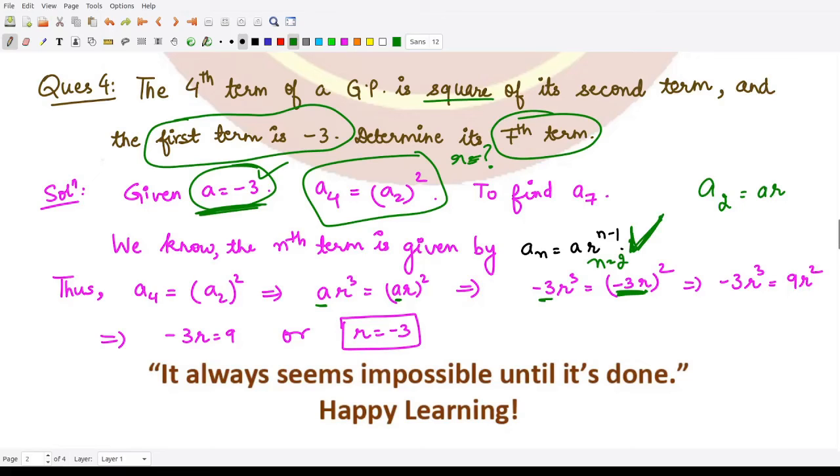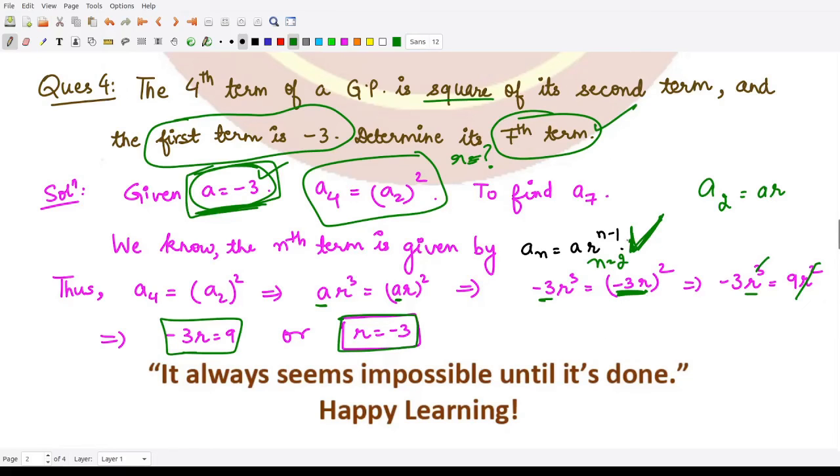Now from here you see this 2 power of r cancels with 1 power of r. So that means we are left with just 1 r here. So minus 3r is equal to 9. Solving this, we obtain the value of r as minus 3. So the value of r is minus 3. The value of a is also minus 3. Now using these two values, we will calculate what is the 7th term.